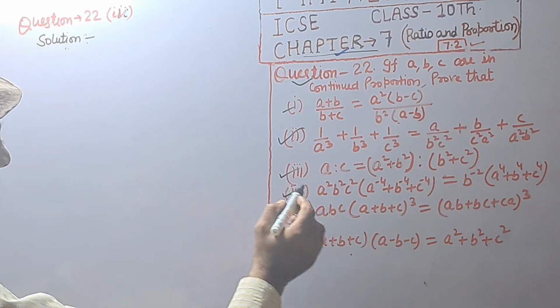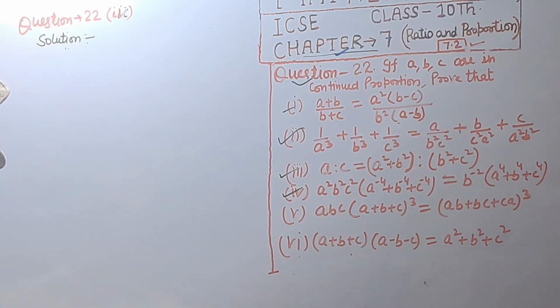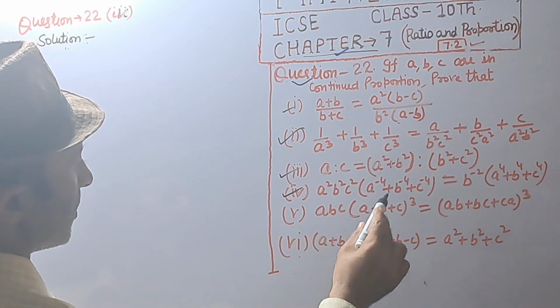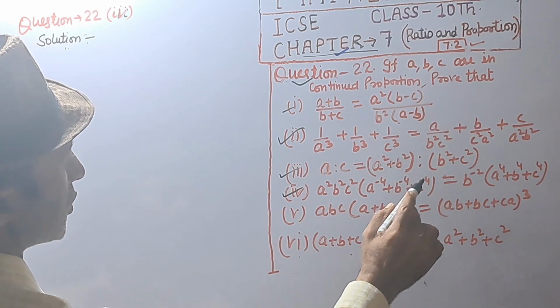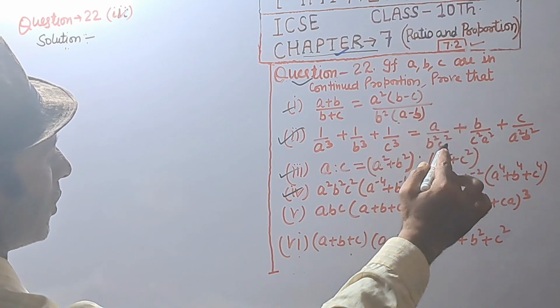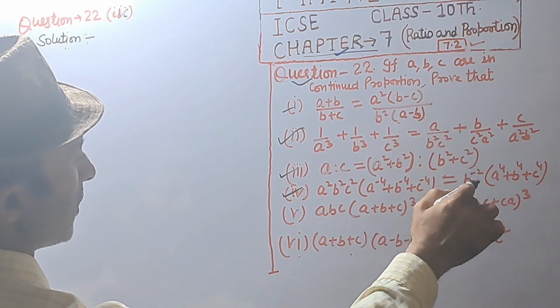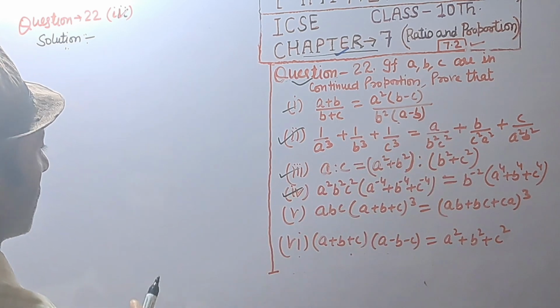Fourth part is a square b square c square, bracket a raised to power minus 4 plus b raised to power minus 4 plus c raised to power minus 4, is equal to b raised to power minus 2, bracket a4 plus b4 plus c4.